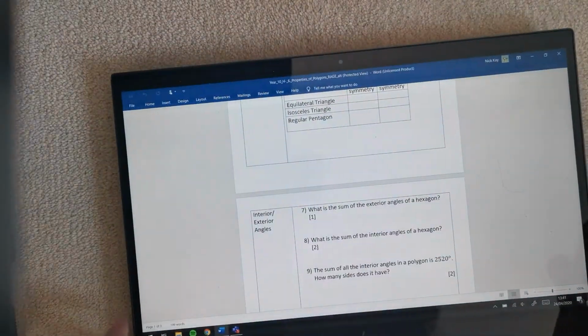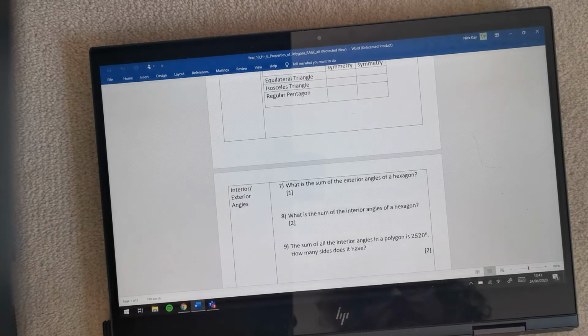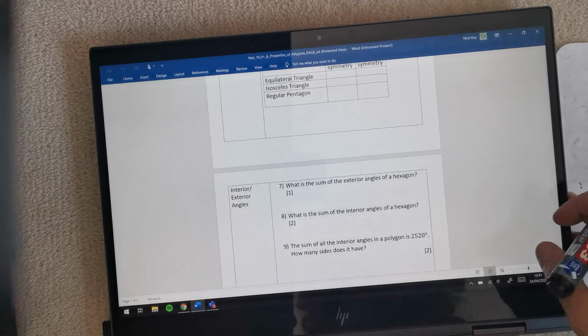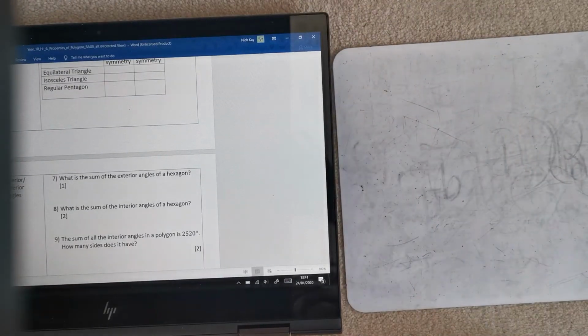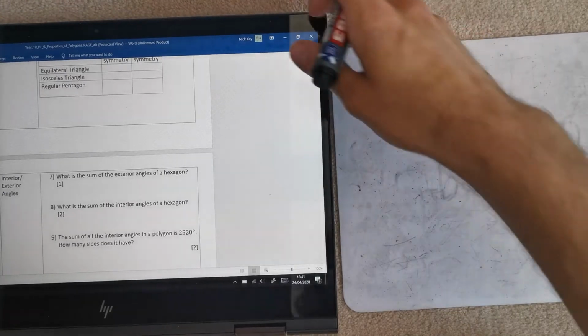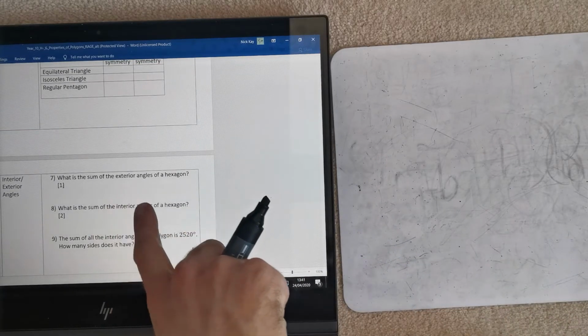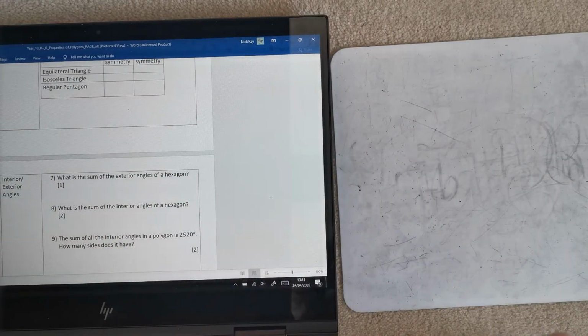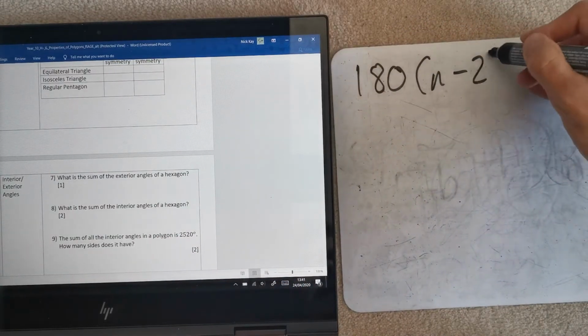Next up. What is the sum of interior angles of a hexagon? So, the formula for interior angles will be, let me just adjust that a sec. The formula for exterior angles, well, there isn't actually a formula. It's the same for every single shape. So for question 7, it's just 360 degrees. Sum of interior angles of a hexagon, you follow this formula, okay?